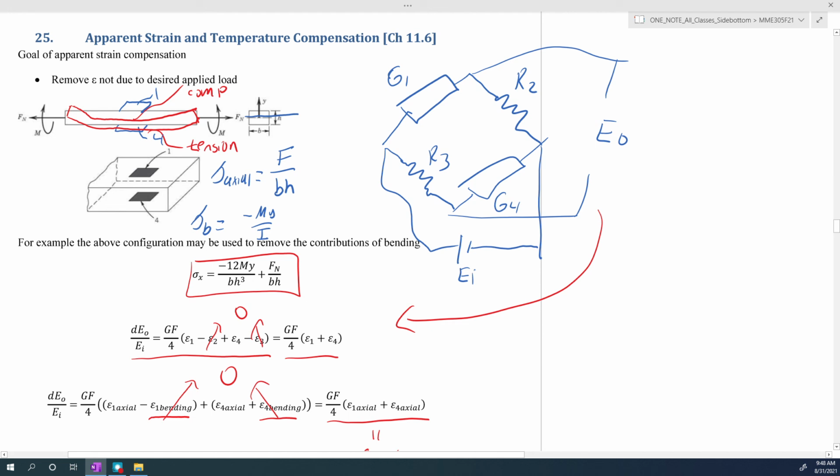Okay, so we're going to talk about in the next video how we can use a similar idea to compensate for changes in temperature that we might see during the course of an experiment.